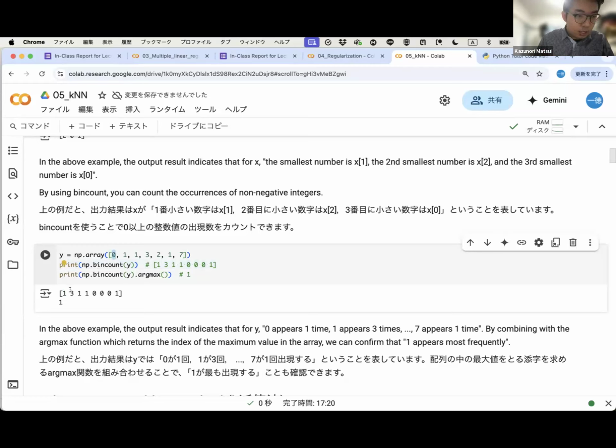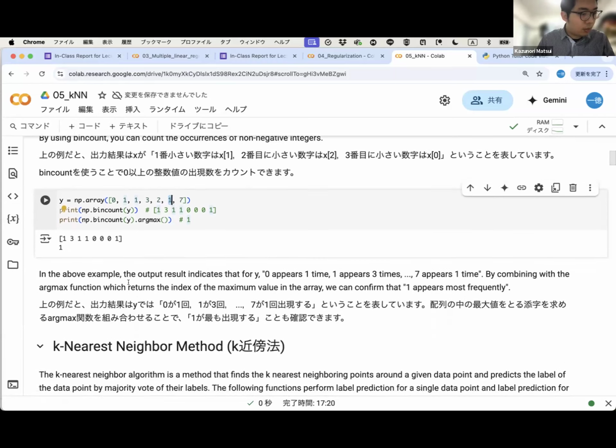The second element shows there are 3 ones. Indeed, 1, 2, 3. So there are 3 ones, which we can verify by counting them in the original array. This tells us how many of each number exist in the array.